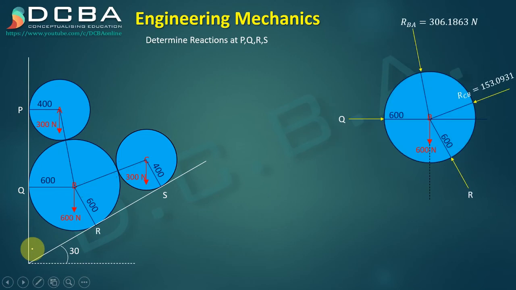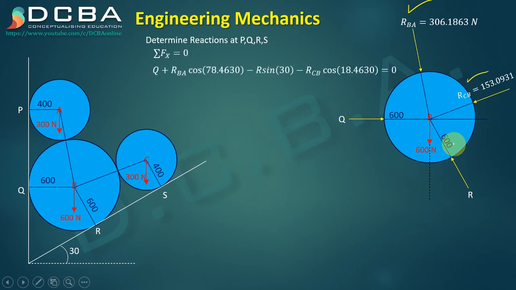Then we can apply this on now cylinder B. Cylinder B is the only thing that is left. So RCB we know, RBA we know, Q and R we have to find, and these are five forces in total. Plus we cannot apply Lami's theorem, we have to apply the conditions of equilibrium. So summation Fx equals 0.